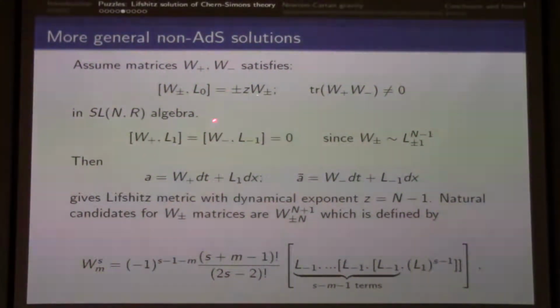And more generally, Lifshitz space-time can also be defined in this manner. If you take the gauge field taking values in the SL(N,R) algebra, and you take the highest weight generator to be W plus, and the weight is z, because W plus always commutes with L1, since according to this algorithm W plus is roughly some power of L1, then you can write down similar gauge solutions, and it gives you the Lifshitz metric with z equal to N minus 1.